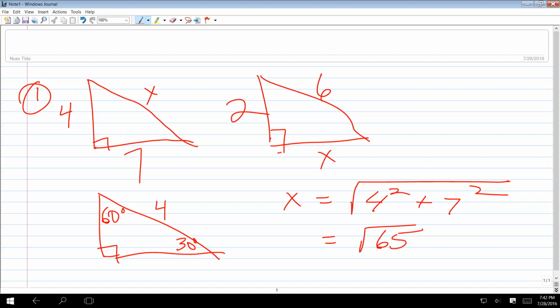And it doesn't matter which side you're solving for. Whether you're solving for the hypotenuse, which is number 1, or in question number 2, we're going to solve for one of the short sides. Doesn't matter. Always starts out square root of. That's what I want you to remember.